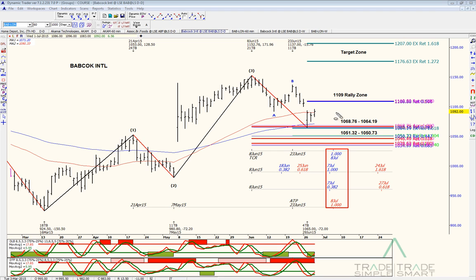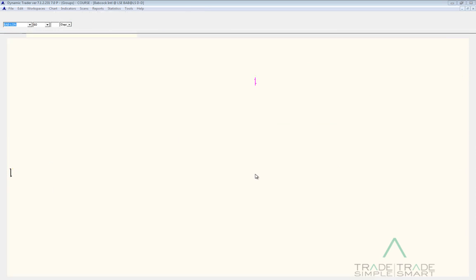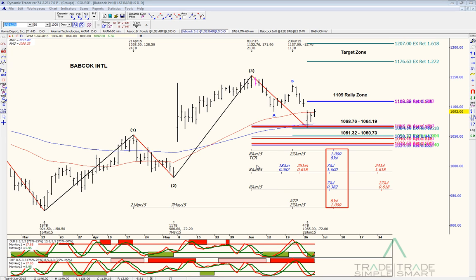Again, we have our first zone, which we can see our BC leg has hit at 1068.76 to 1064.19. We then have our second zone, which is at 1051.32 to 1050.73. The third zone I haven't marked off because it looks like the reversal could be well underway.